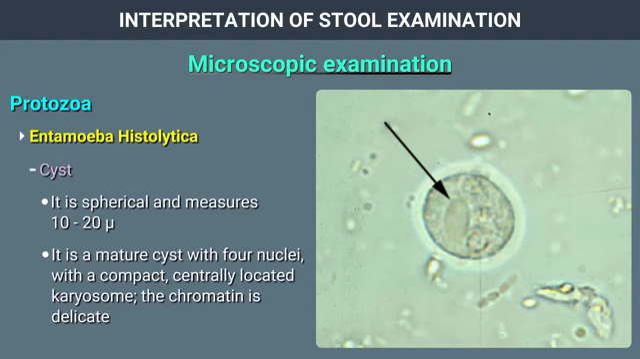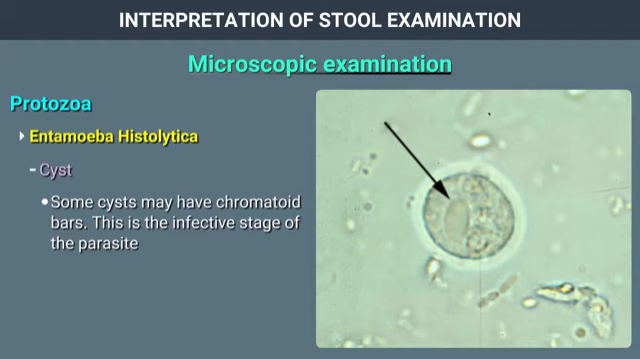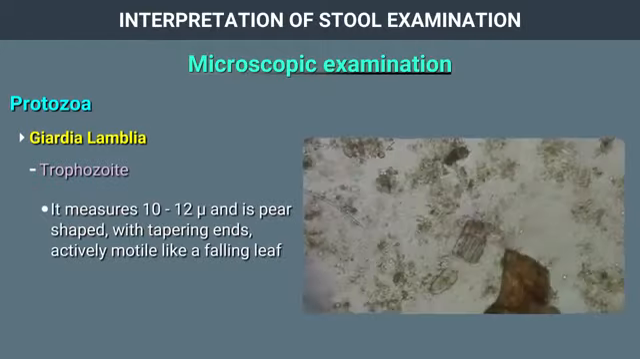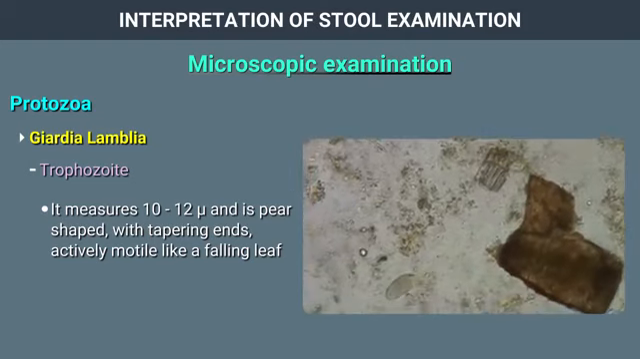It is a mature cyst with 4 nuclei with a compact centrally located karyosome. The chromatin is delicate. Some cysts may have chromatoid bars. This is the infective stage of the parasite. Giardia lamblia, trophozoite, measures 10 to 12 micron. It is pear-shaped with tapering ends.